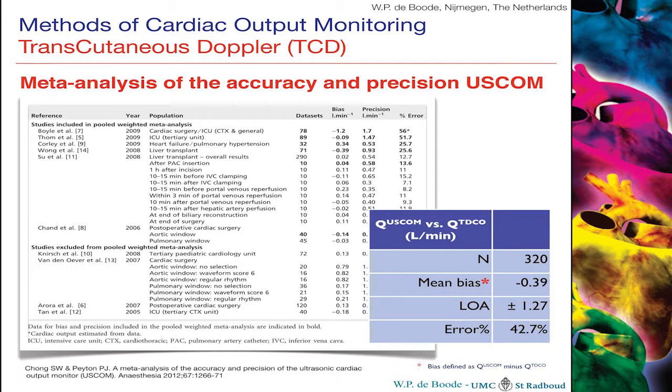And that has been seen in a meta-analysis of the accuracy and the precision of the USCOM, and it showed that the error percentage is about over 40%. And what is clinically accepted in cardiac output measurement is when the error percentage is below 30%. But then it has to be validated against a good reference method, a good gold standard reference method. And that's not always the case in all the studies.